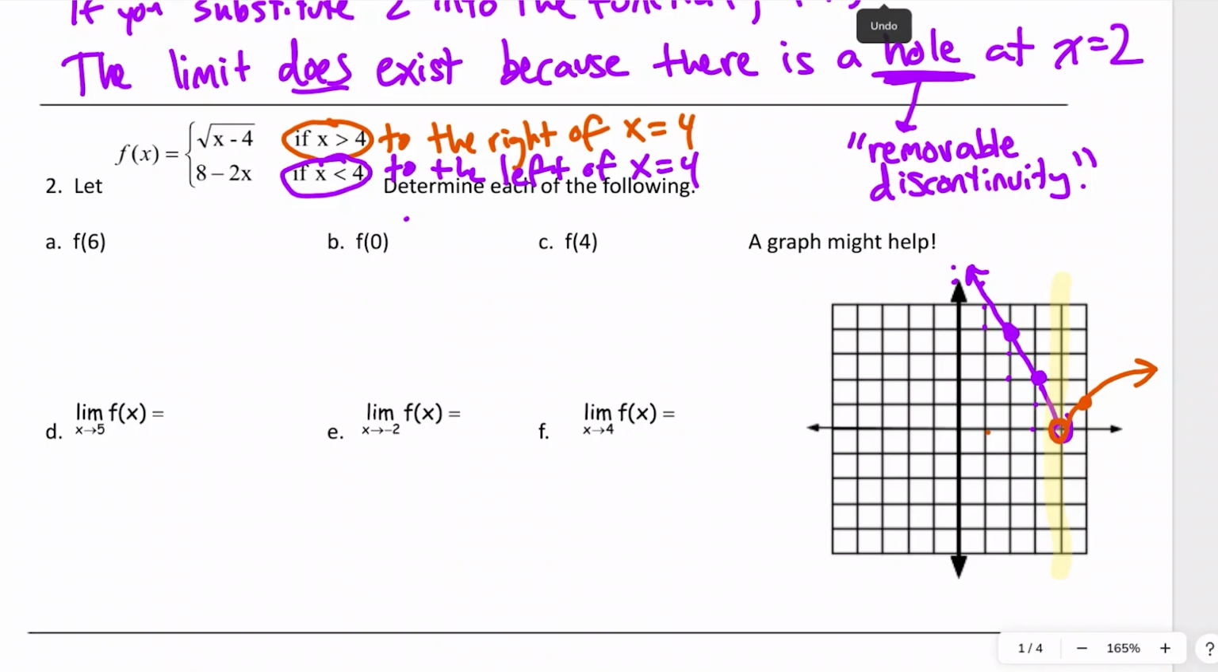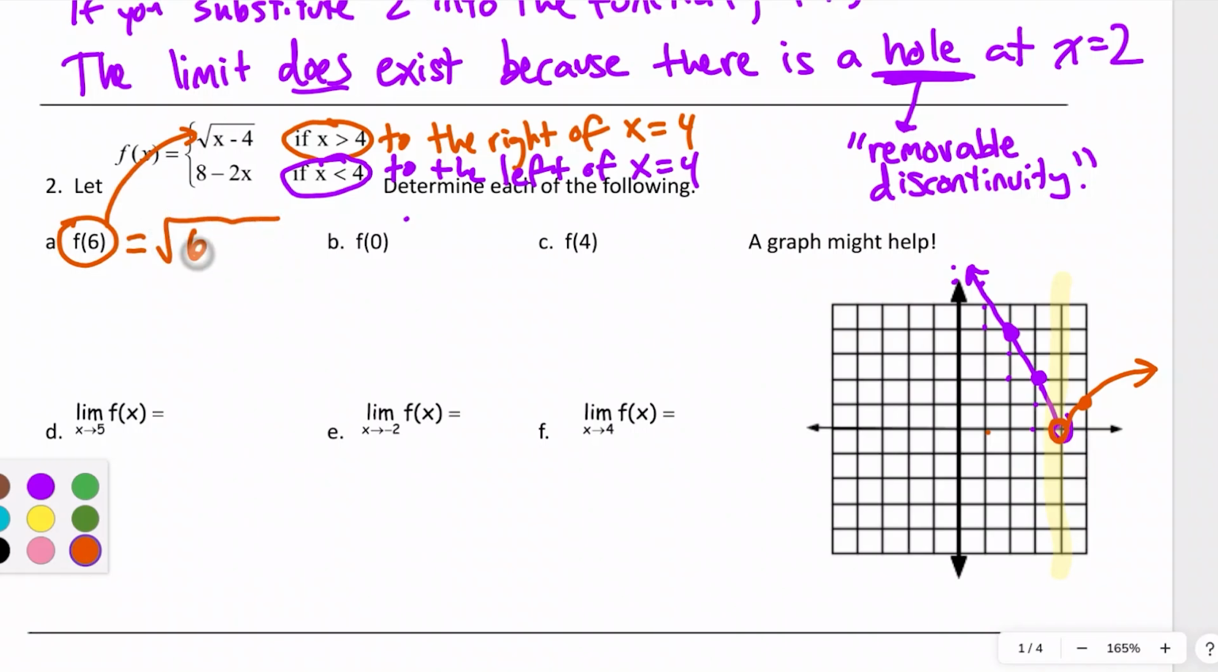So f of 6, we're going to evaluate that by substituting 6 into x. Now, since 6 is greater than 4, we are going to use the top function. So f of 6 should be the square root of 6 minus 4, which is the square root of 2, which is about 1 point something. And if I go out to 6, you can see that this is slightly above 1. So that makes sense.